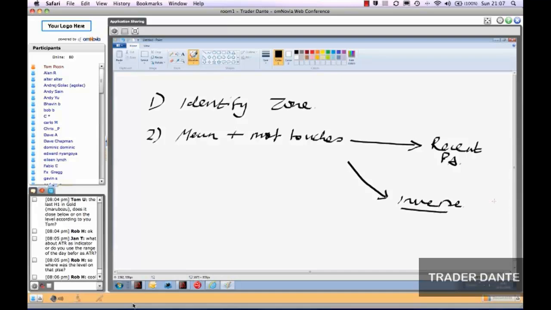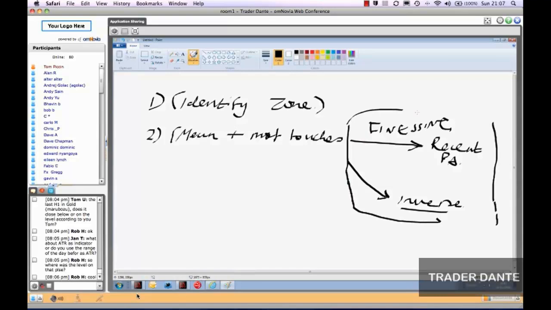So where are we? Identify the zone is the first step. Second step is find the level in that zone, which is the mean with the most touches. Try and gear your level in terms of this area here, which is the finessing. I don't know if I've spelled that right. This is the finessing: recent PA and the inverse. This is where you really hone in on exactly where that level is.